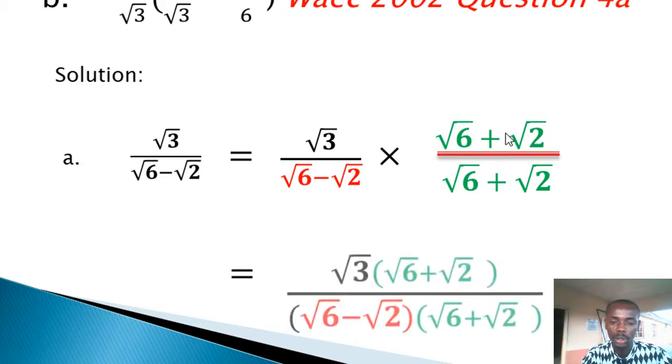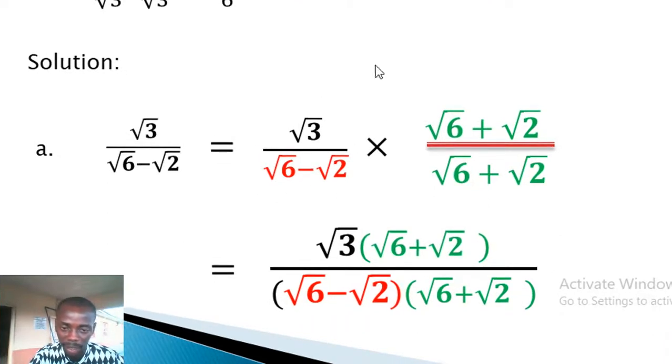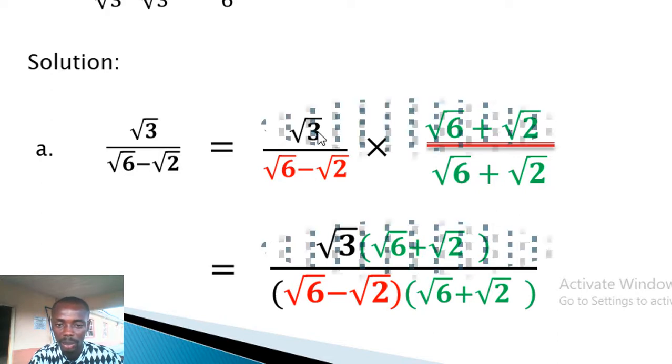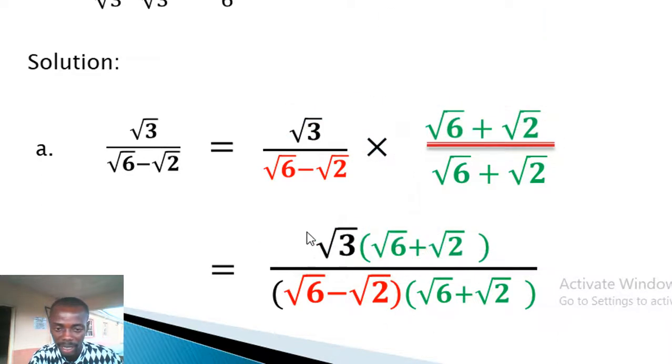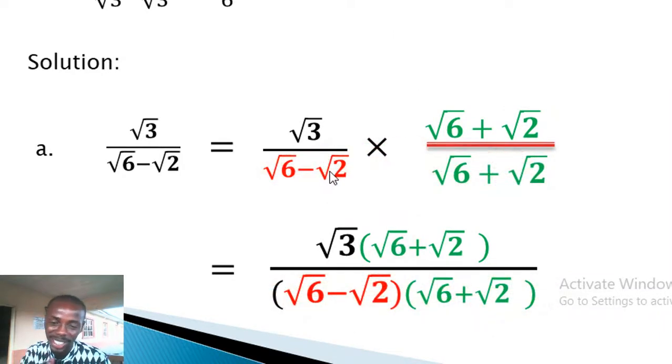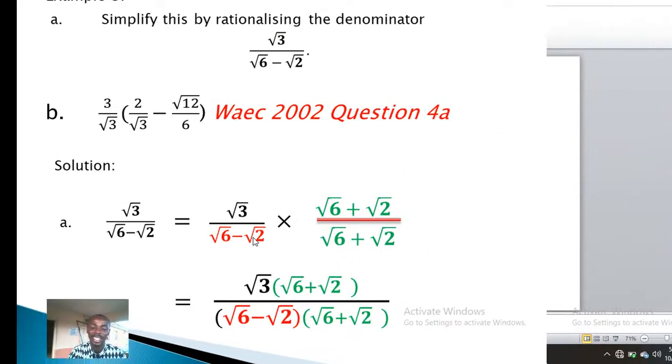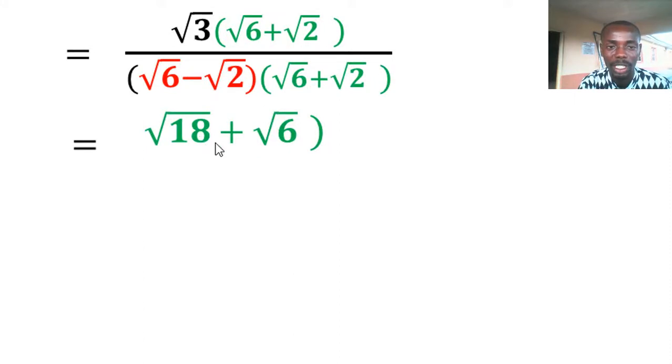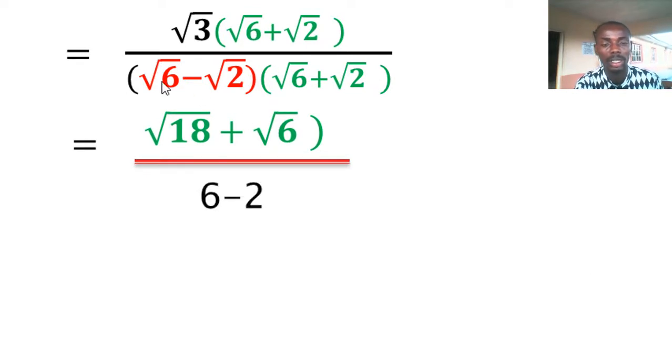So that is equal to, simplifying all I have here. So that's going to be root 3 multiplied by what I have here, then divided by the product of these two conjugates. Now this is where we apply the product of two conjugates. We'll see how easy it is for us now. Now repeating the same thing, root 18 plus root 6 from the numerator side, then divided by the product of our conjugates. I am having 6 minus 2. I believe you understand how I got 6 minus 2. This is the product of conjugates.